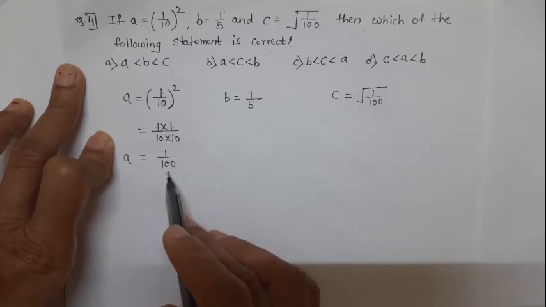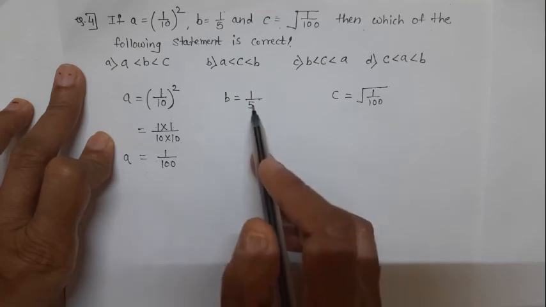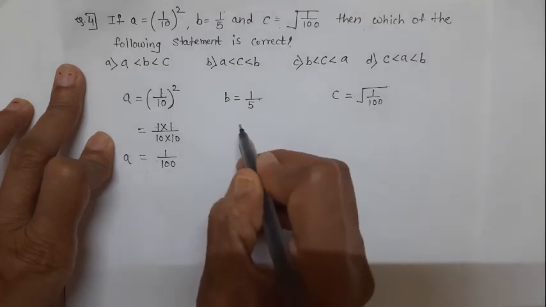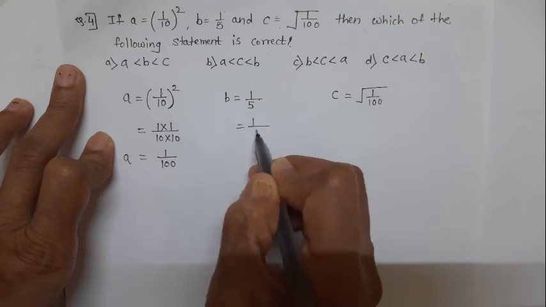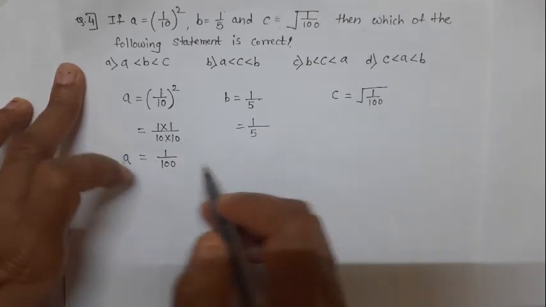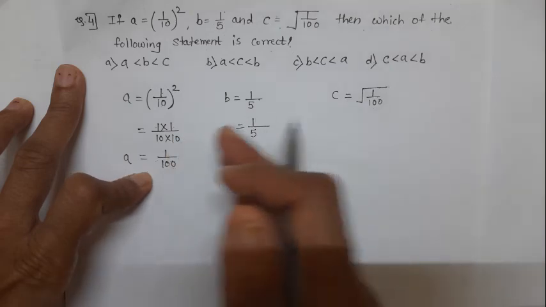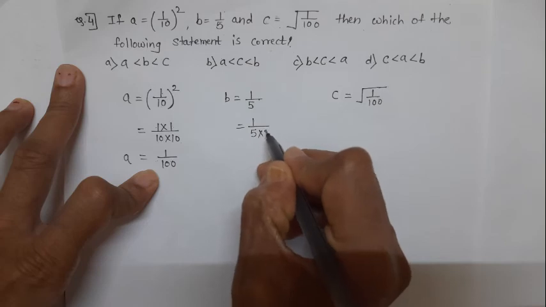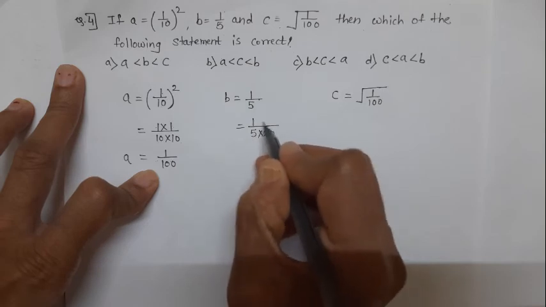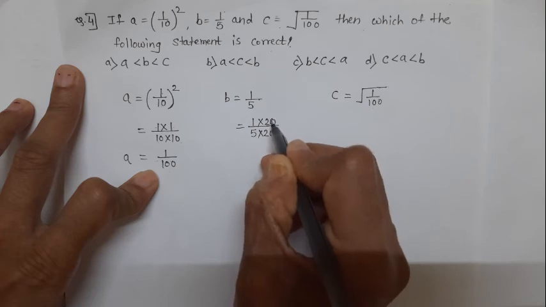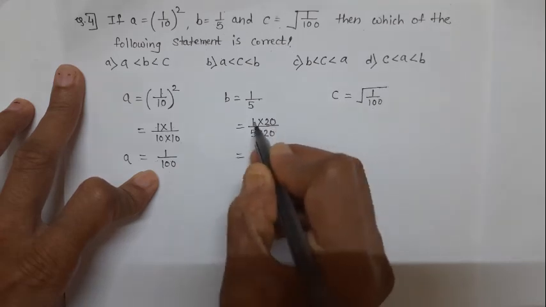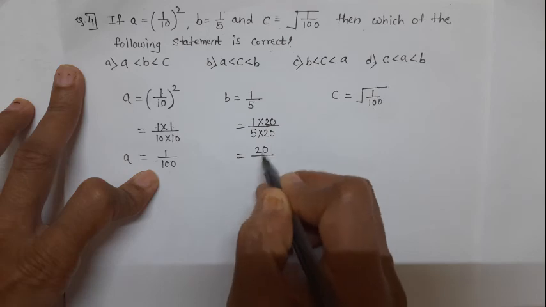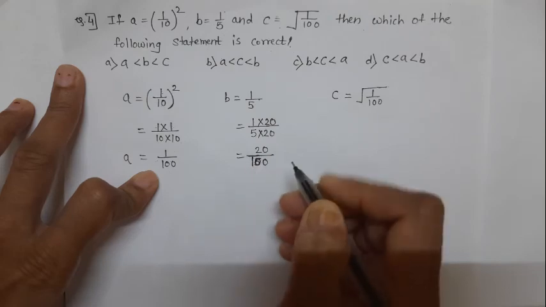So 100 is the greater denominator. So 5 twenties are 100. See, 1 upon 5: the denominator we have to make 100. The denominator should be the same, then only we can compare the numerators. So 5 multiplied by 20 is 100, so for the numerator also we will multiply by 20. So what did we get? 1 twenty is 20, 5 twenties are 100.